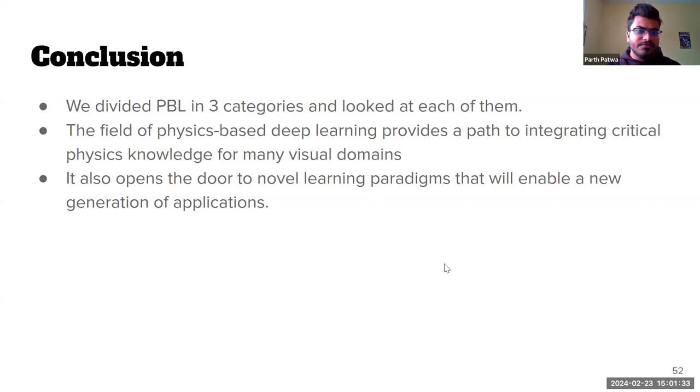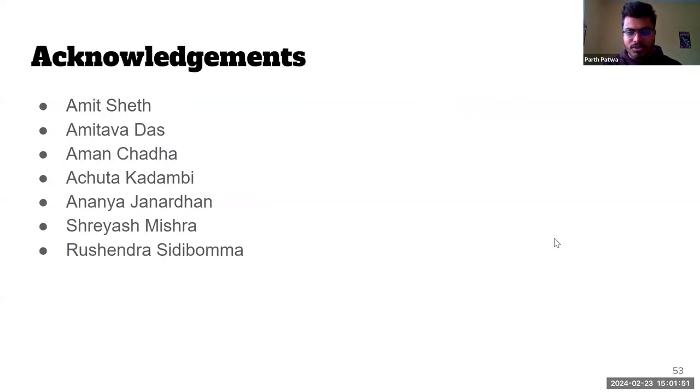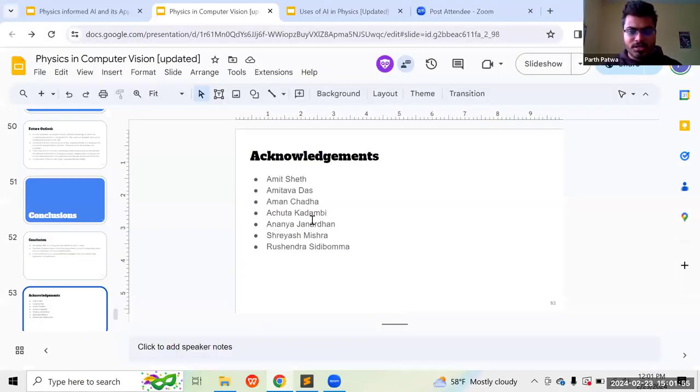So to conclude, we divided physics-based learning into three categories and looked at each of them. This physics-based learning provides a path to integrate critical knowledge for many domains, and it also opens doors for novel learning paradigms. So yes, this was the second part, where I covered physics and computer vision. Any questions?